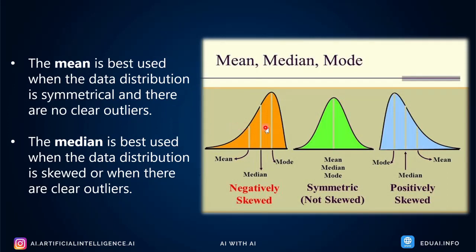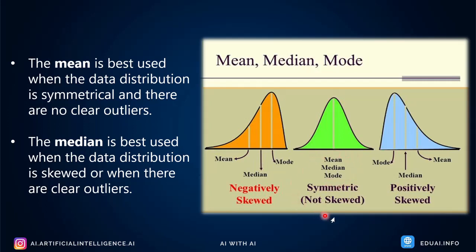So mean, median, mode. When to use mean, when to use median, when to use mode. Mean and median are nothing but averaging. Mean is best used when data distribution is symmetrical. As you see in the middle, this is a data distribution, and you see it is symmetrical and there are no clear outliers. Data is not biased. Data is not asymmetric. So here mean fits best.